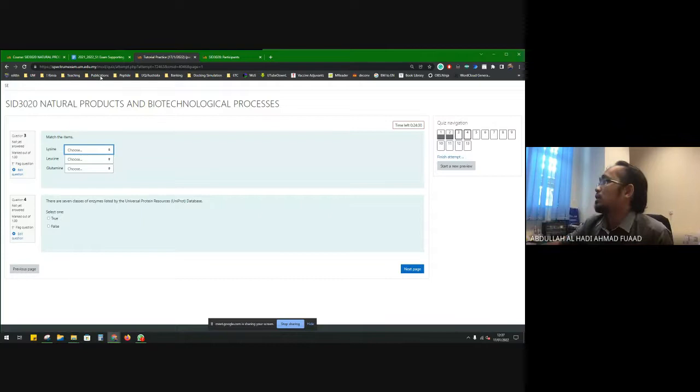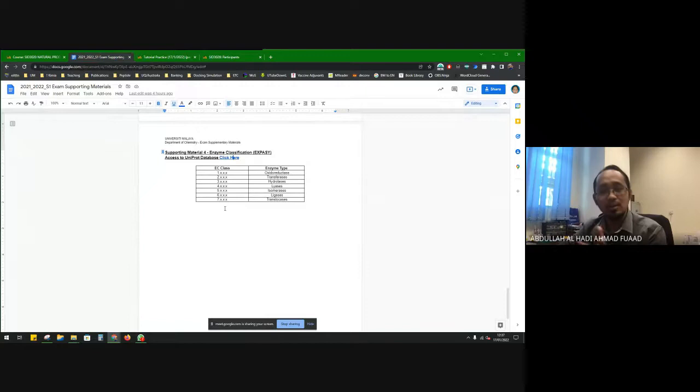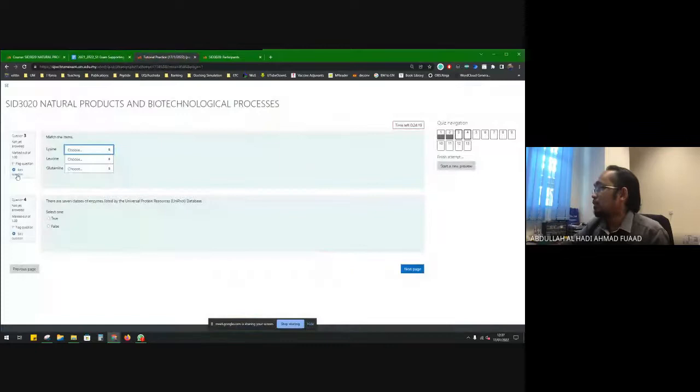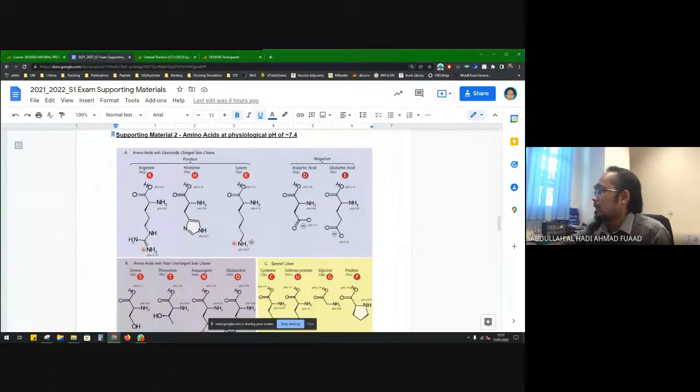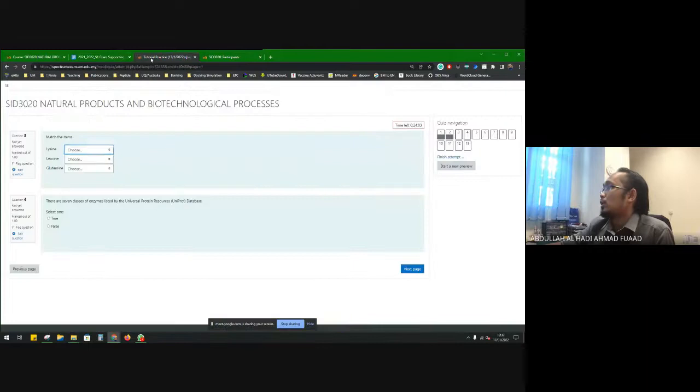I'm just giving you guys the options. You decide. Now, moving back to this particular question, you have lysine, leucine, and glutamate. If you look at the supplementary, you can find lysine. Then you can see here that the R group is under charge. So this one is an amino acid with an electrically charged side chain. So if you go back here, you know that lysine should be charged.